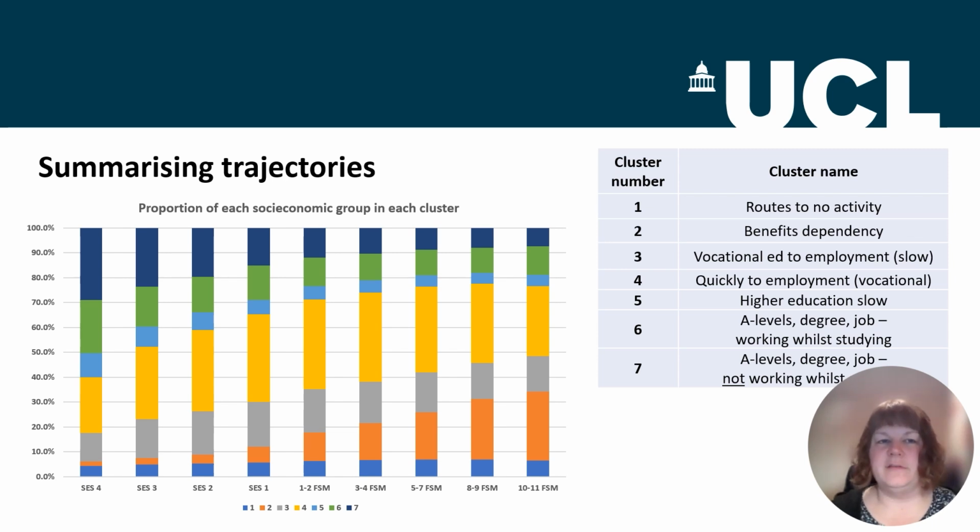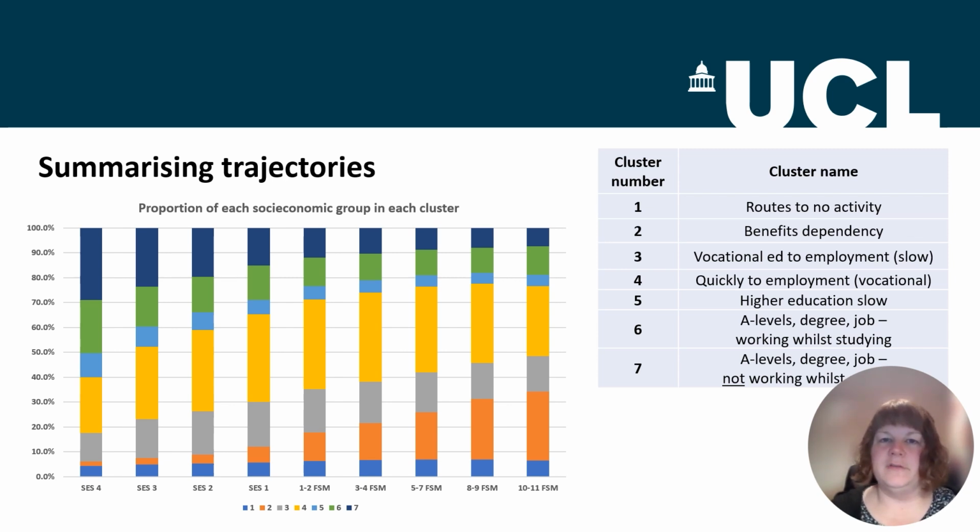So this is a first pass attempt at that. This is all work in progress, so we're currently developing this methodology further, but this gives you a flavour of the types of things that we're doing. So this is classifying each of our socioeconomic groups according to the proportion that are in each of 7 clusters. And the 7 clusters we've named according to our perception of what the routes look like.